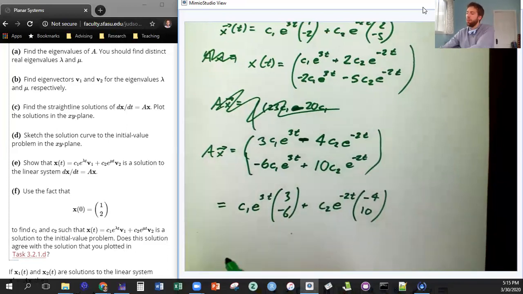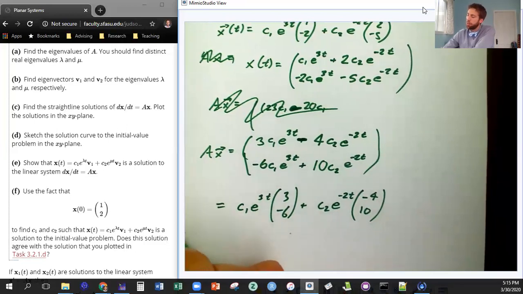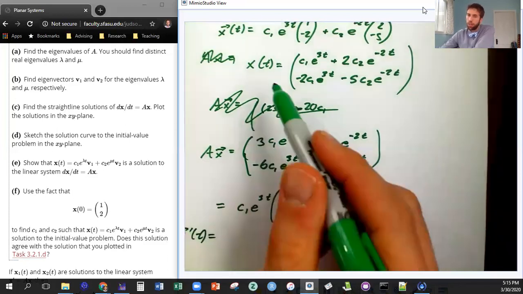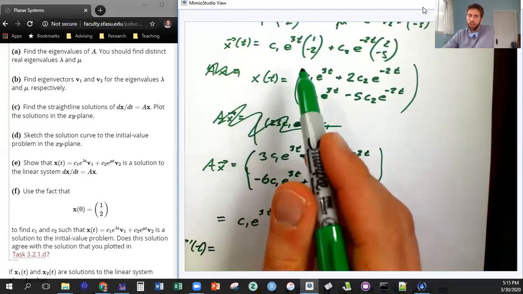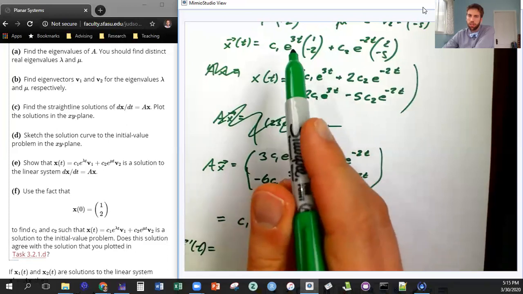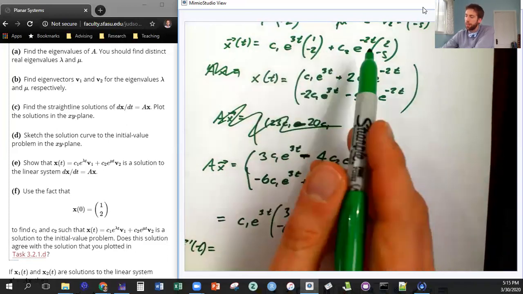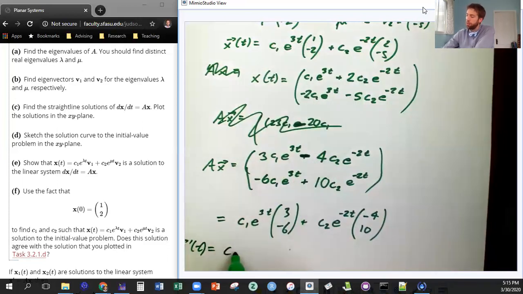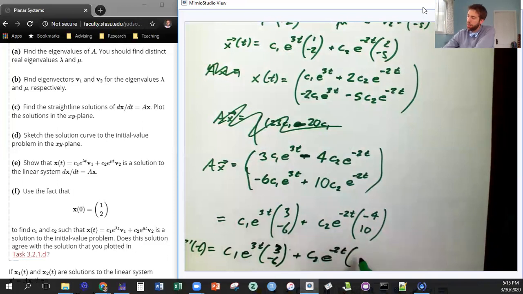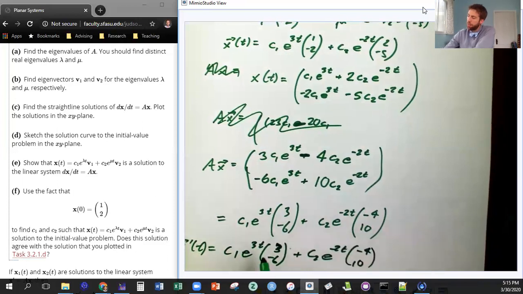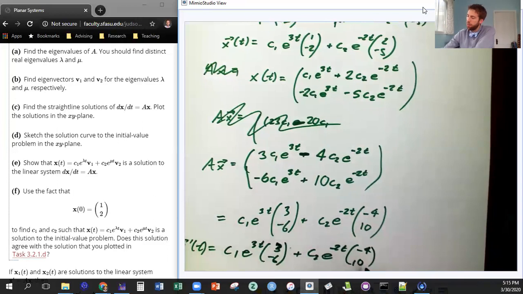All right, well then, how does that compare to x prime of t? Well, x prime of t is, take your original x of t here and take the derivative. Everything's constant except the e to the 3t and e to the negative 2t. So you get a factor of 3 there and a factor of negative 2 there. Well, that's also c1 e to the 3t times 3, negative 6 plus c2 e to the negative 2t times negative 4, 10. Because you're getting a factor of 3 there and a factor of negative 2 there.